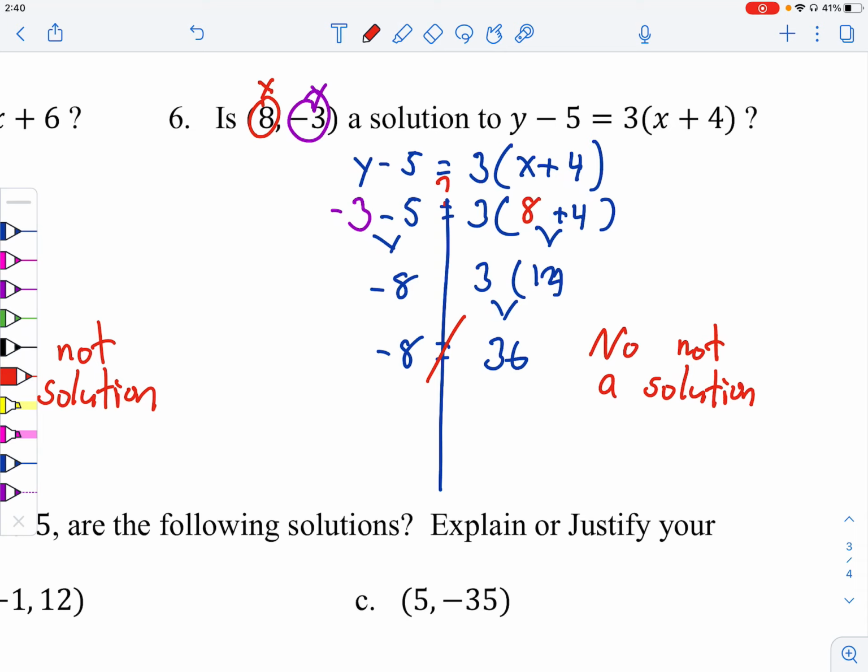So all you're doing for these ones, substitute your x and y into your function or equation, and you see, is the left equal to the right? If it is, solution. If not, it's not a solution.